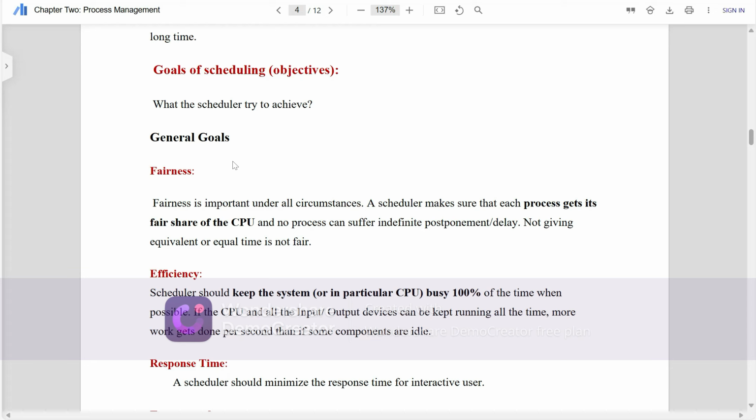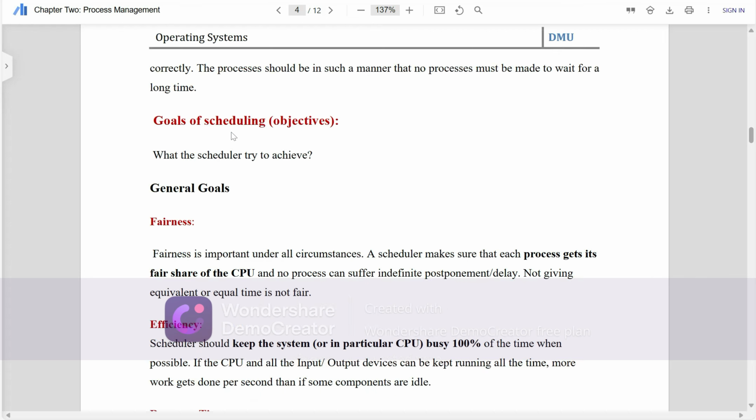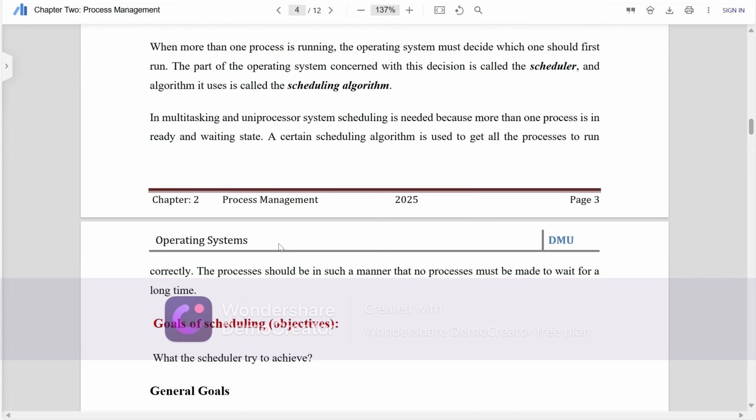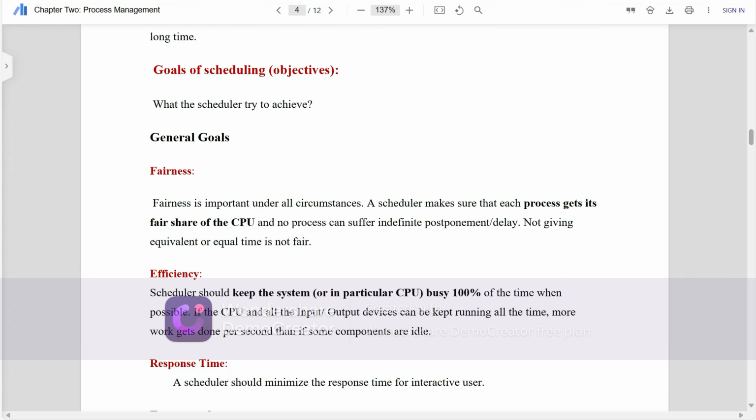Student, how are you? Today we are going to learn about the goal of operating system scheduling algorithms. What is the scheduler trying to achieve? The general goal of scheduling.